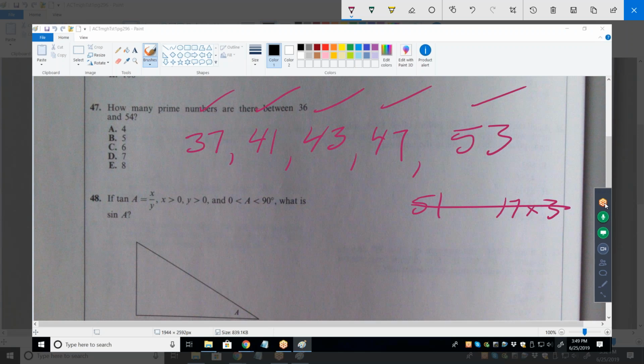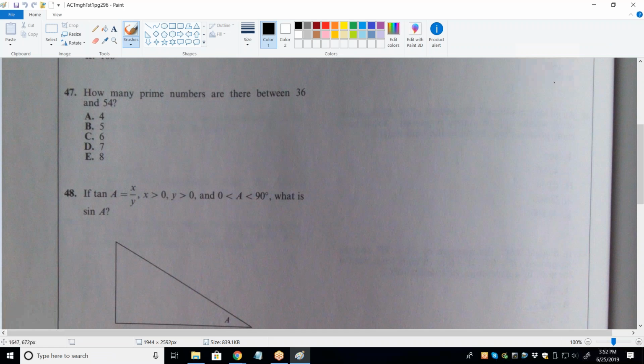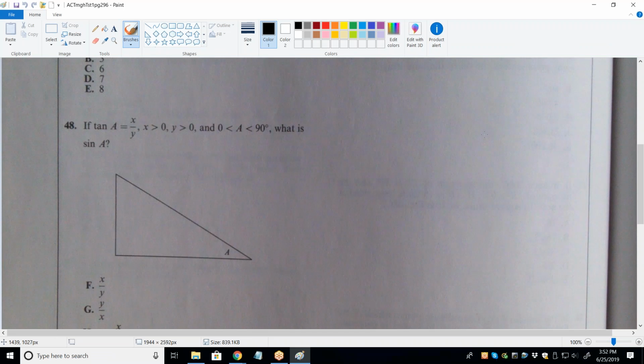So, yeah, it's that. And of course, it doesn't really matter whether it includes 36 and 54, because neither one of those is prime. And it said between anyway, so it's not that. You wouldn't include those. Yes, sir.